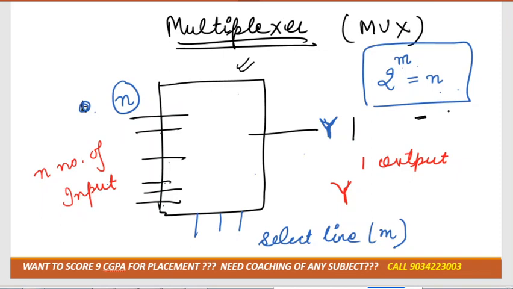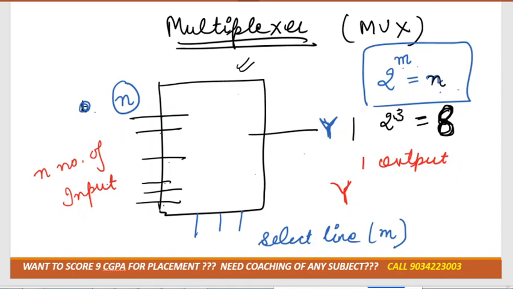If I give 6 inputs, how many should be the select lines? Would there be 3 select lines, 4 select lines, 5 select lines? N is equal to 6, so 2 raised to the power how much? Oh, sorry. Let us consider we have 8 inputs. Then we have 3 select lines.